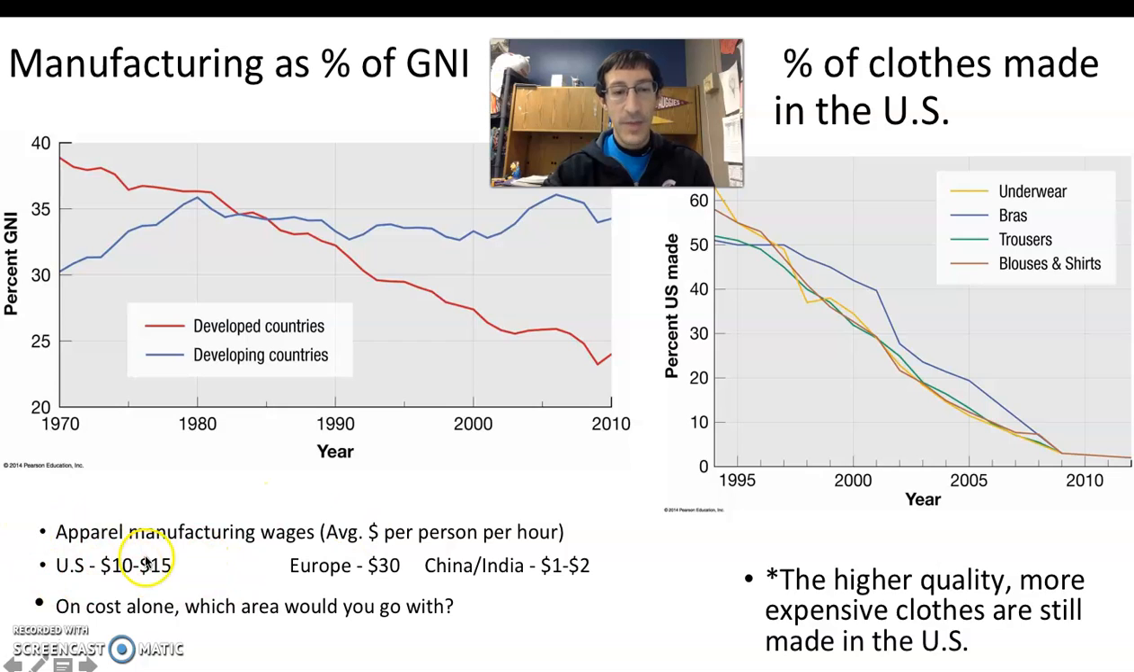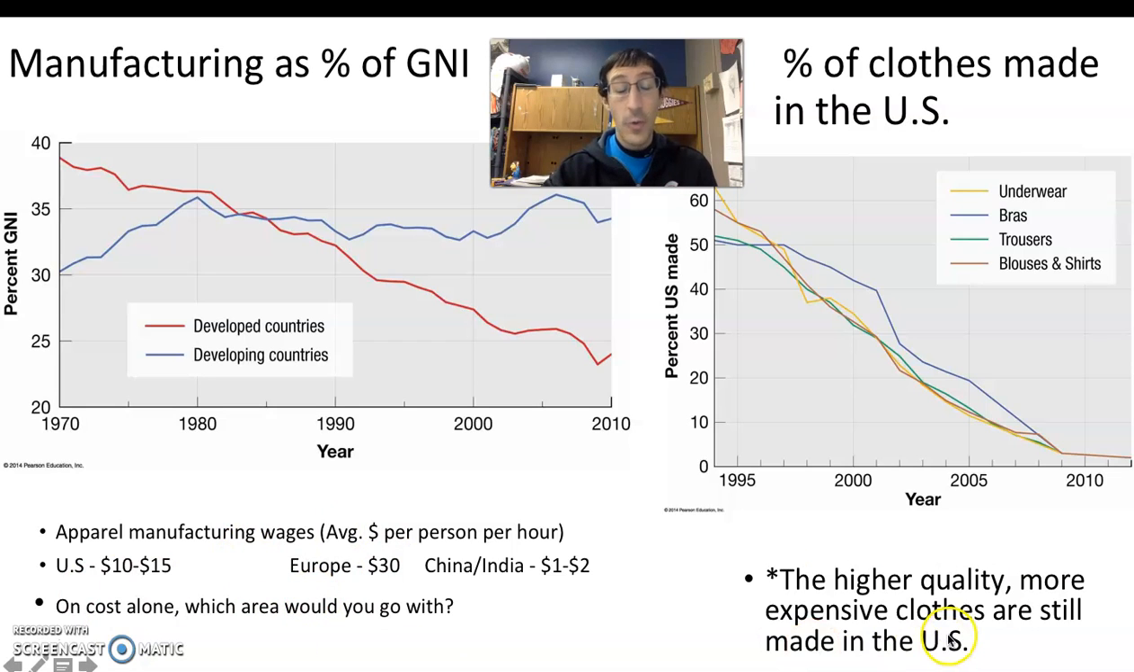If the average for manufacturing is $10 to $15 in the United States for apparel manufacturing, compared to Europe, it's 30, or China, India, where it's $1 to $2 per hour. I just kind of made up these numbers. On cost alone, if you're a business owner, who would you go with? Where is it going to be the most cost effective for you to make the biggest profit? It's going to be China and India.